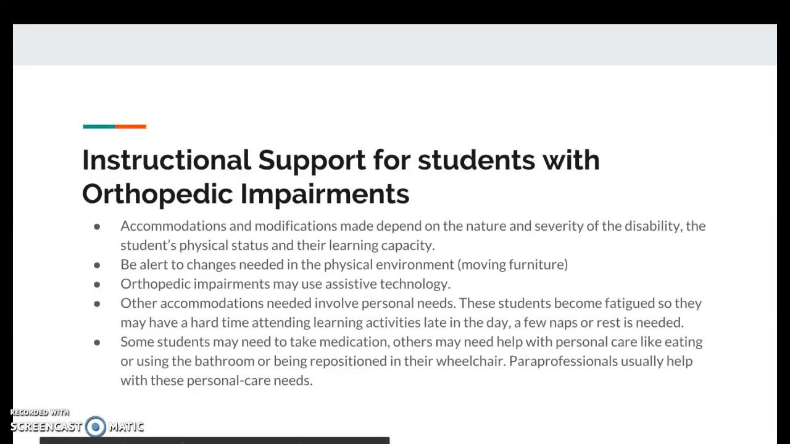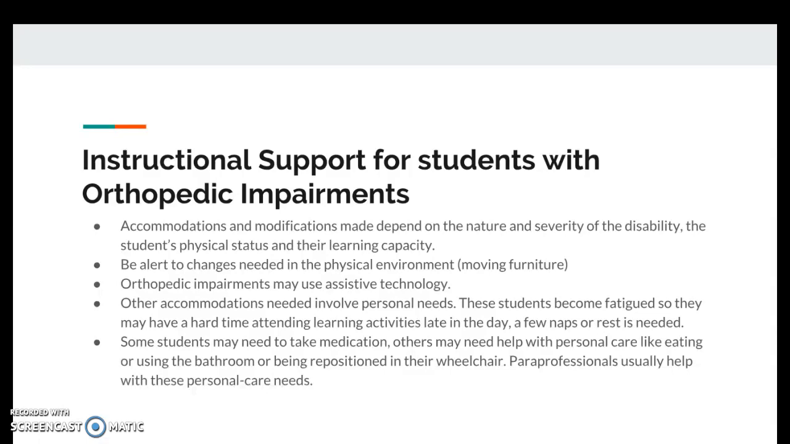are personal care needs. Sometimes the student can have low energy, and so they become fatigued easily. So they may have a harder time attending learning activities later in the day. A few naps throughout, or just taking it slow and resting may be needed.